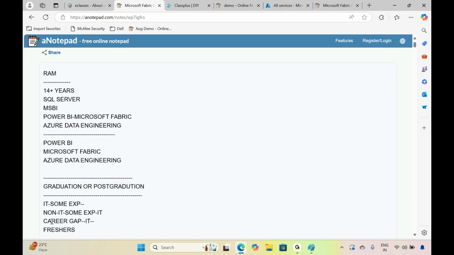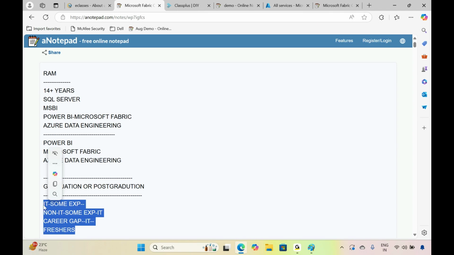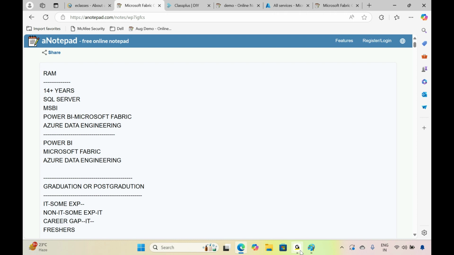Now the third one is having some career gap. Some people have a career gap, and with that career gap they are going to move into the IT industry. The fourth category is freshers. So four different kinds of people are in the market actually. What I have observed over the last 10 years is that when they want to learn any course in IT, definitely their background belongs to one of these categories. Even in this demo session, whoever joined, you definitely belong to one of these categories.